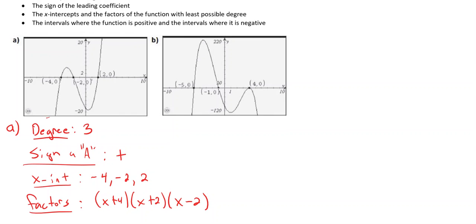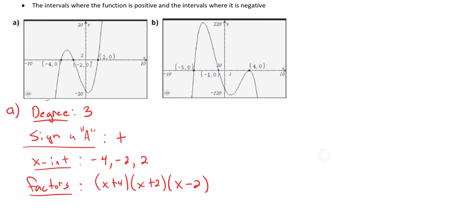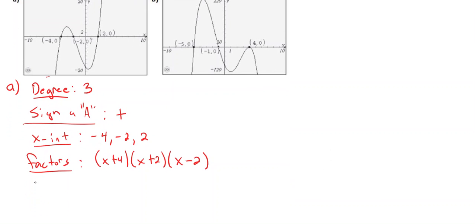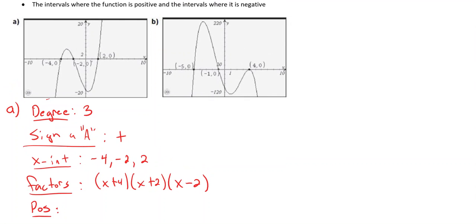Okay, and then the last part here just says the intervals where the function is positive and the intervals where it is negative. We haven't done much of this, but for the positive one here, this is really like writing the domain. We're really saying where is this thing positive? It means where are the y values positive? So that's going to be from here to there, and then from there to there, right? Those are the intervals. So we're saying what are the x values at those points?